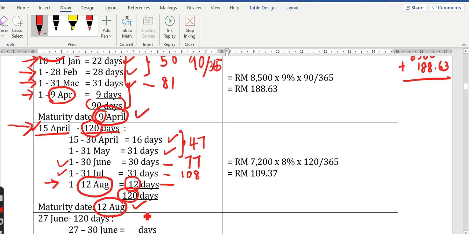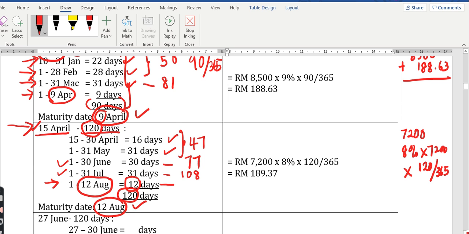So how much do I need to pay? Your principal is 7,200 and your interest is 8% from 7,200, but you need to multiply with the maturity period. Your maturity period is 120 days upon 365.